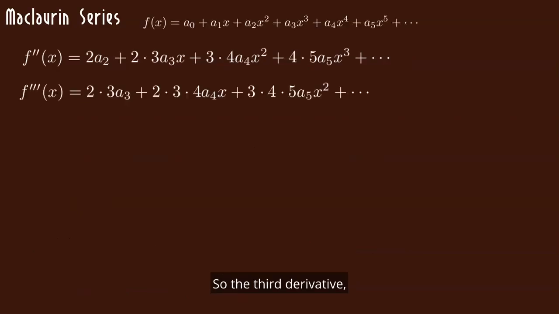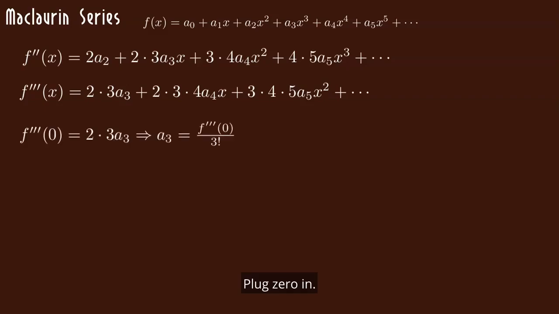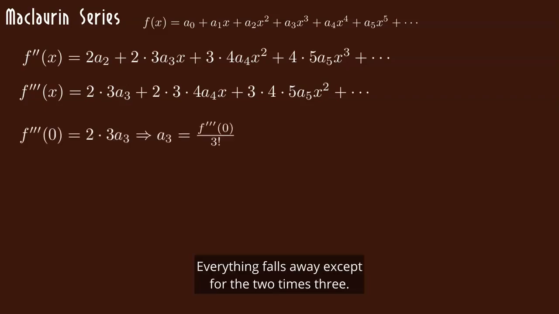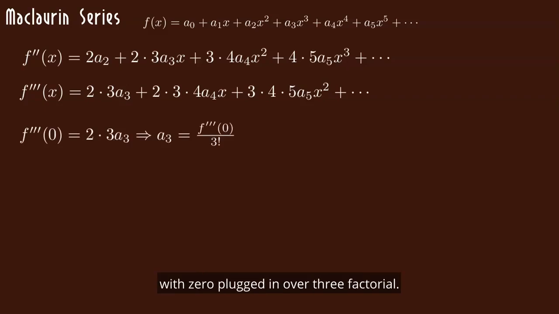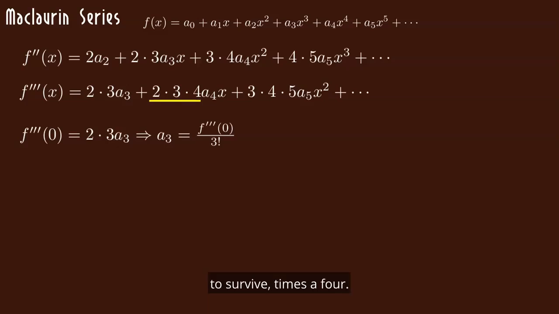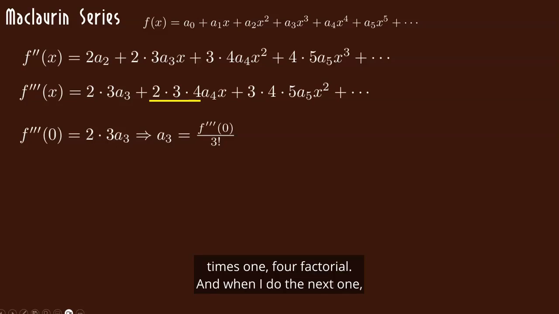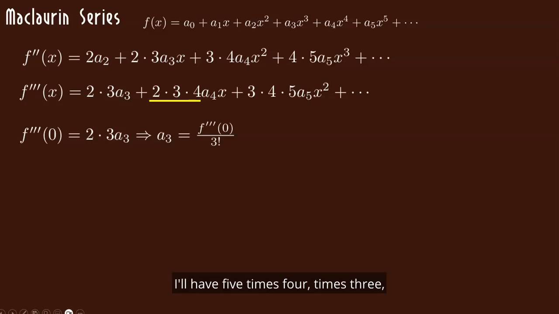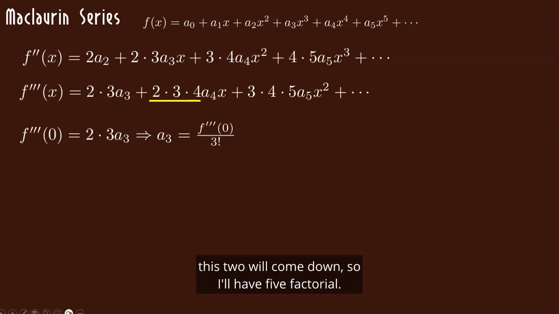Let's do another one. The third derivative gives me 2 times 3 times a sub 3 plus 2 times 3 times 4 times a sub 4 x, and on and on and on. Plug 0 in, and everything falls away except for the 2 times 3. So I solve for a sub 3 and I get the third derivative with 0 plugged in over 3 factorial. Hopefully we can see the pattern now. When I take the next derivative, this is what's going to survive, times a4. And this is 4 times 3 times 2 times 1, 4 factorial. And when I do the next one, I'll have 5 times 4 times 3 times 2, so I'll have 5 factorial.